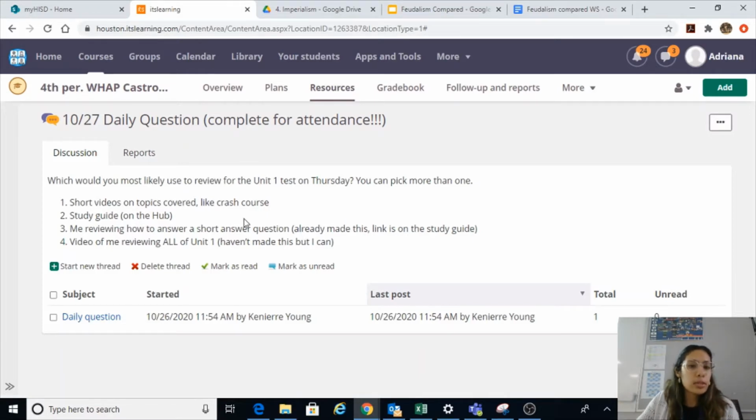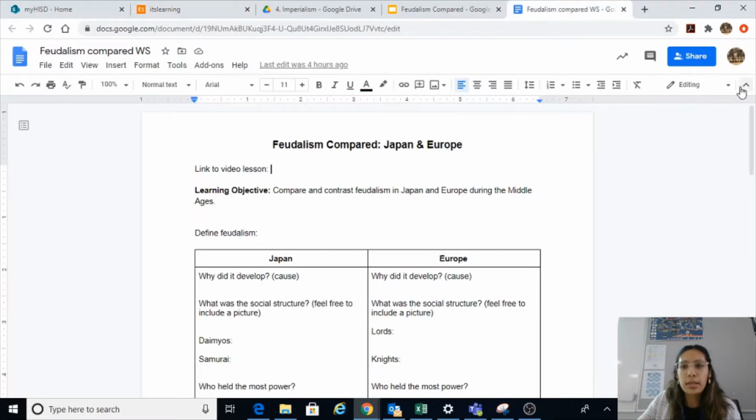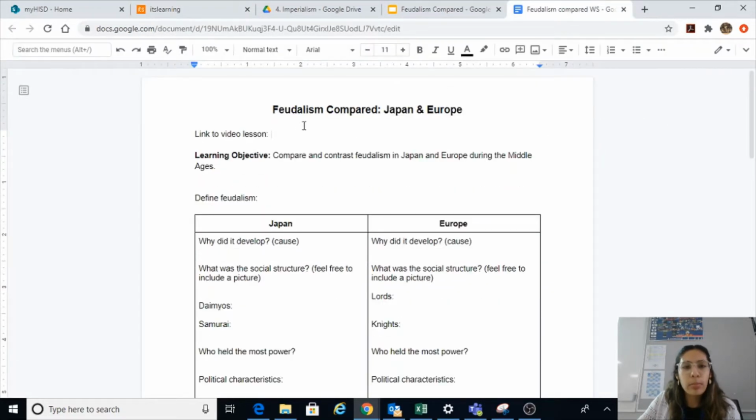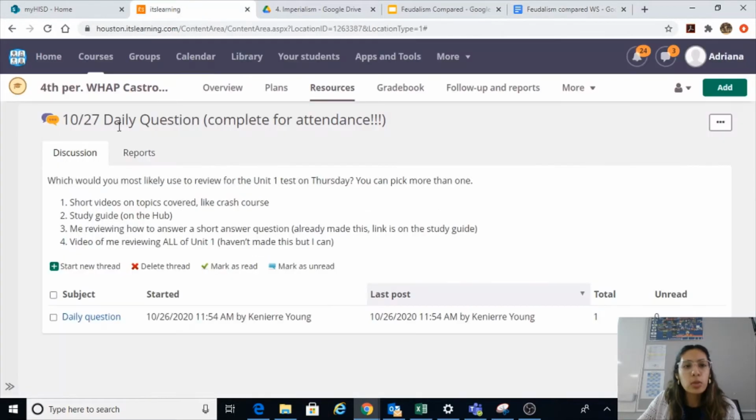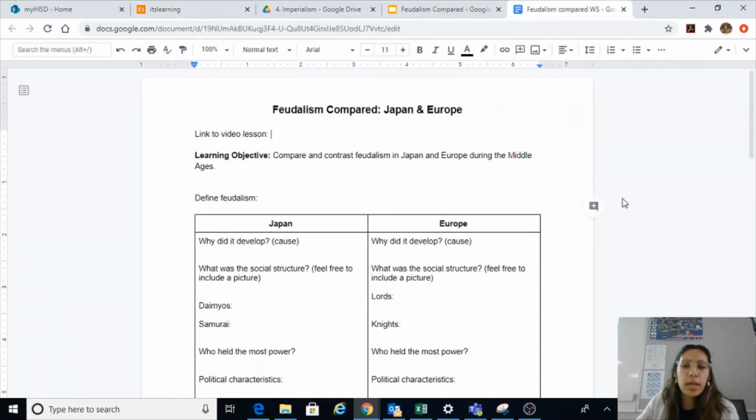Once you have finished that daily question, you're going to open up this document. This document is called Feudalism Compared WS. You can find it on the hub, and it will also be emailed to you today, so there are multiple ways of finding it. This is the document that you are going to turn in today as your assignment.